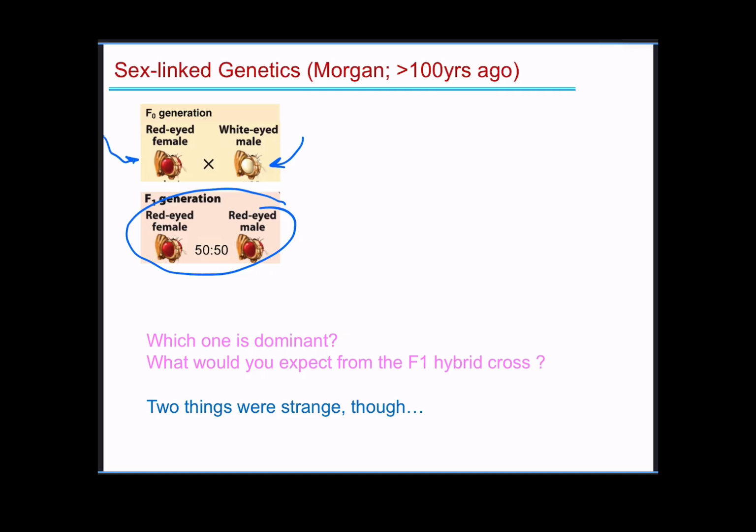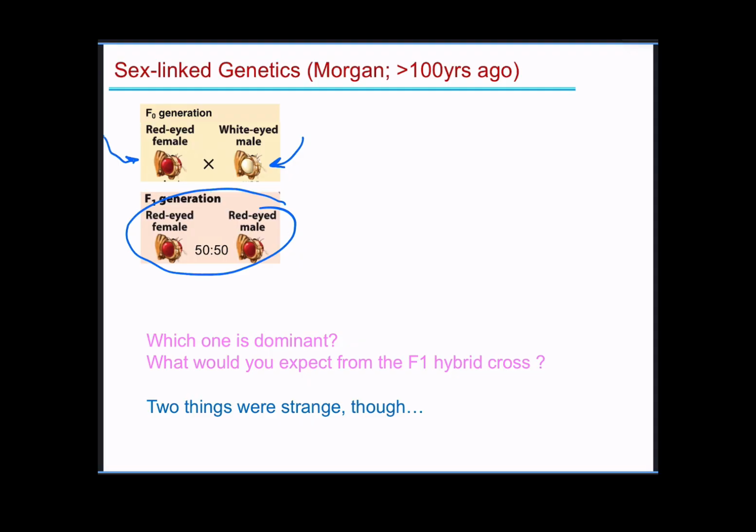So knowing what you know about Mendelian genetics, if I asked you which one is dominant, having red eyes or white eyes, what would you say? Red eyes, right? And what would you expect from the F1 hybrid cross or monohybrid cross?